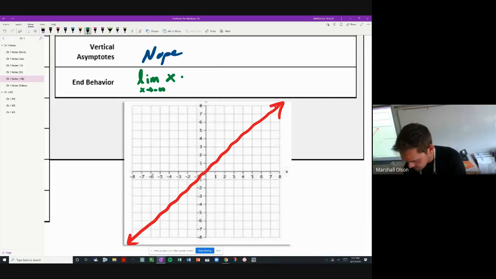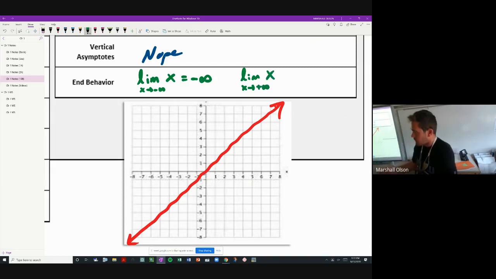And this is going to equal, as we go left, it goes down, negative infinity. As we go right, it goes up. So I'm going to write the limit as x approaches positive infinity of x, or of the function f of x, equals positive infinity.